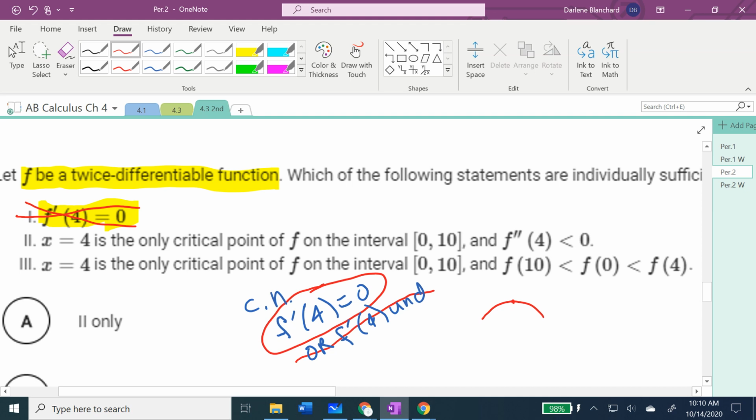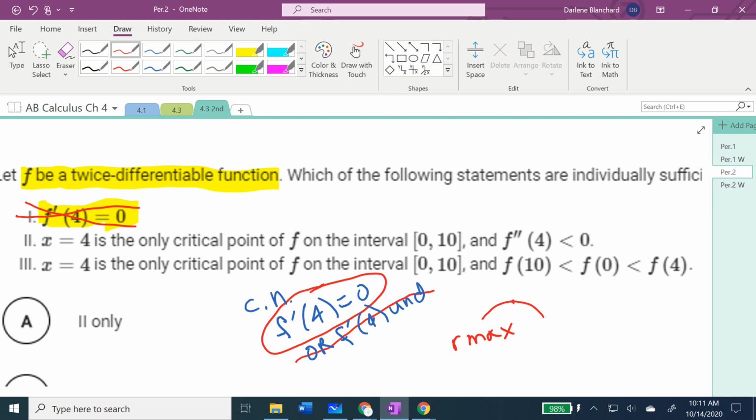We just learned that the second derivative test says it is for sure a relative maximum. Is there enough information to say it's an absolute maximum if it is the only critical number on that entire interval?